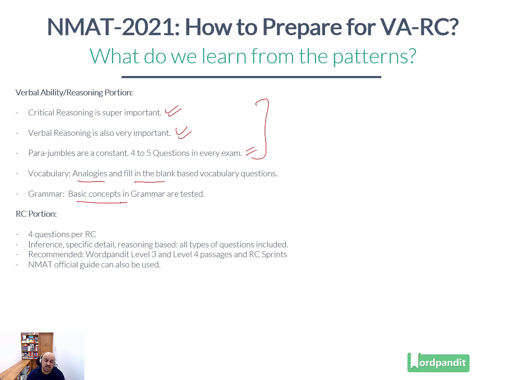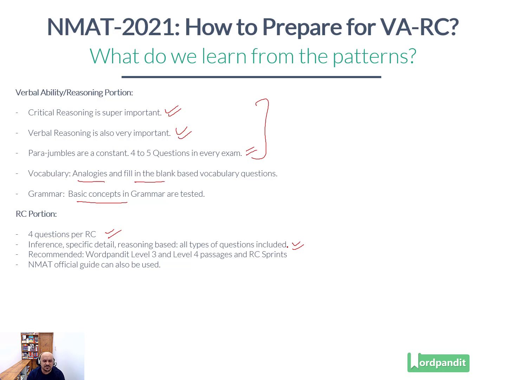Pronouns, parts of speech, subject verb agreement, verb tense, right? So basic parallelism, modifiers, basic errors in grammar are tested. 4 questions per RC. You've got RCs, you've got inference, specific detail, reasoning based questions, all types of questions. These are generally decent level RCs. So if you place CAT prep along 4 levels, and if you say that CAT has 4 levels to it, then you can say if CAT is level 4, then NMAT is level 2 and 3, right?